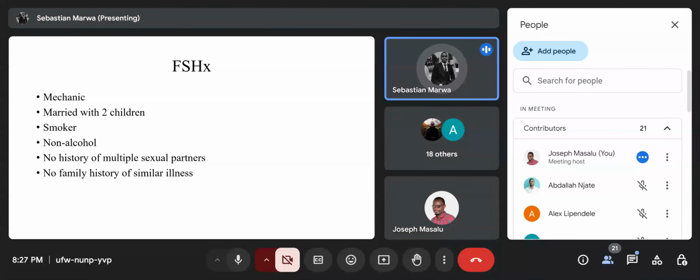So in the family and social history, our patient is Panic. He's married with two children. He's a smoker, but non-alcoholic. There is no history of multiple sexual partners, and there is no family history of similar illness.